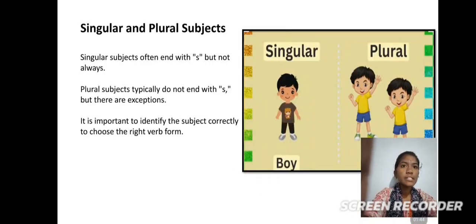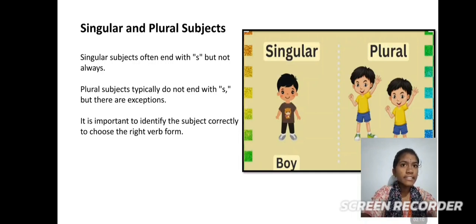Singular and plural subjects. Singular subjects often end with s but not always. Plural subjects typically do not end with s but there are exceptions. It is important to identify the subject correctly to choose the right verb form. Singular subjects usually refer to one person or one thing, while plural subjects refer to more than one.